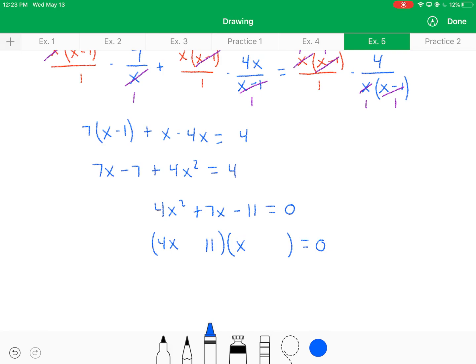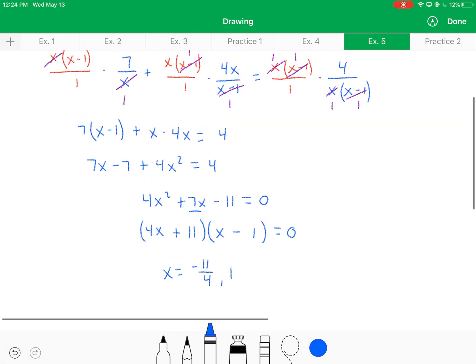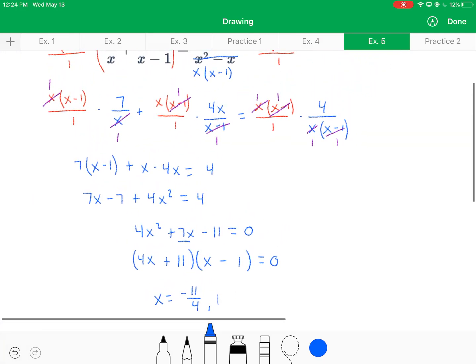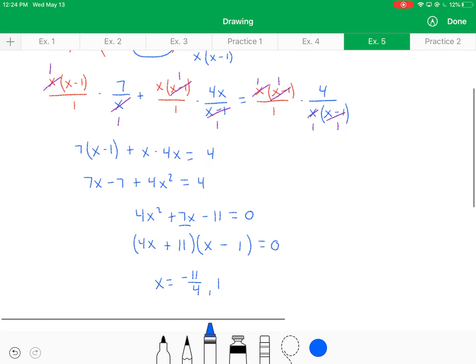I think I need an 11 here and a 1 here. This is going to have to be a positive 11, and this is going to have to be a negative 1 in order to create the 7x middle term of the trinomial. So in the end, x is going to equal negative 11 fourths, or positive 1. Now are either of those extraneous? Well, I think the 1 is. If you were to plug 1 back into this denominator or the final denominator, you would get division by 0. So throw that out.